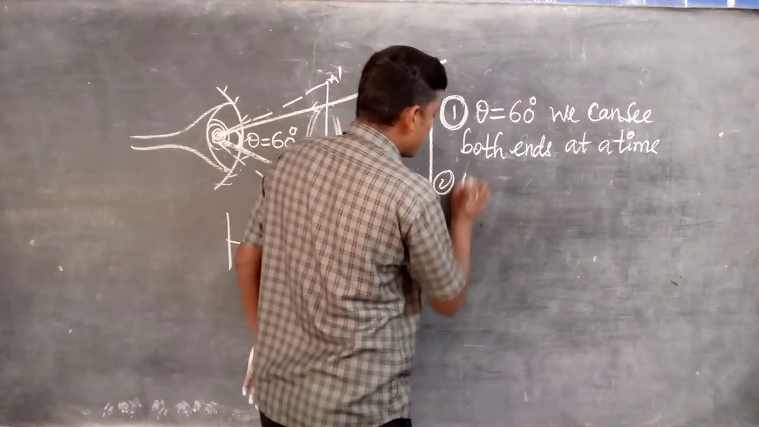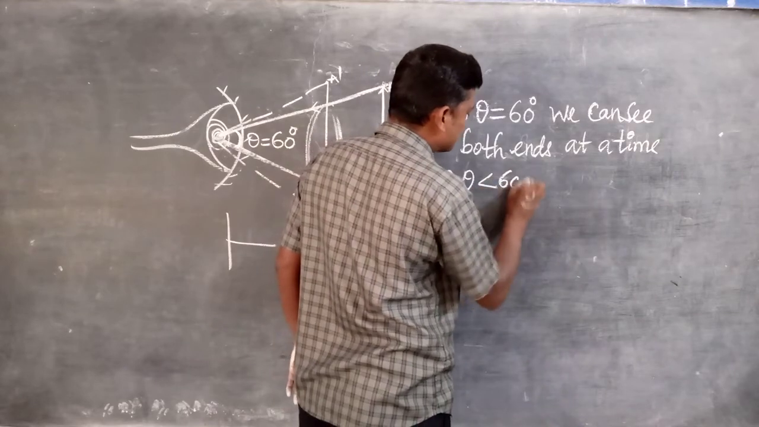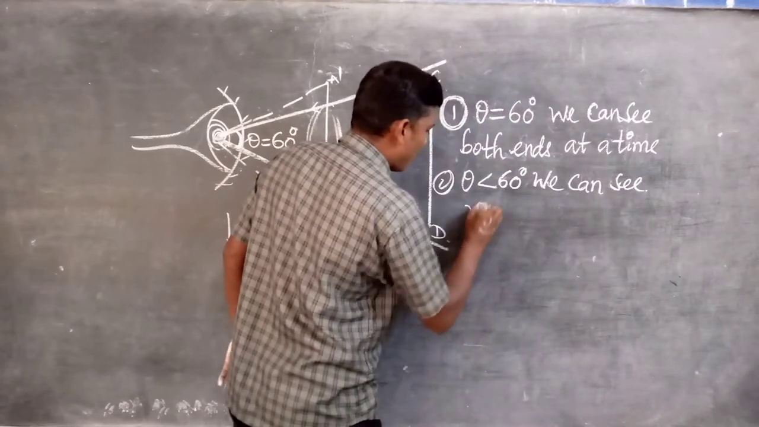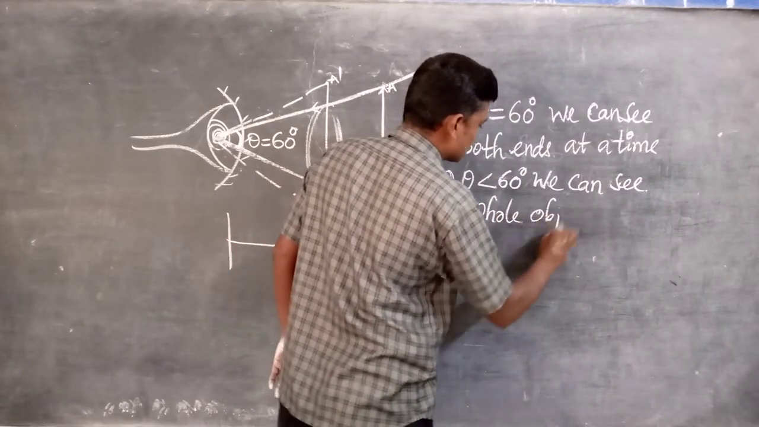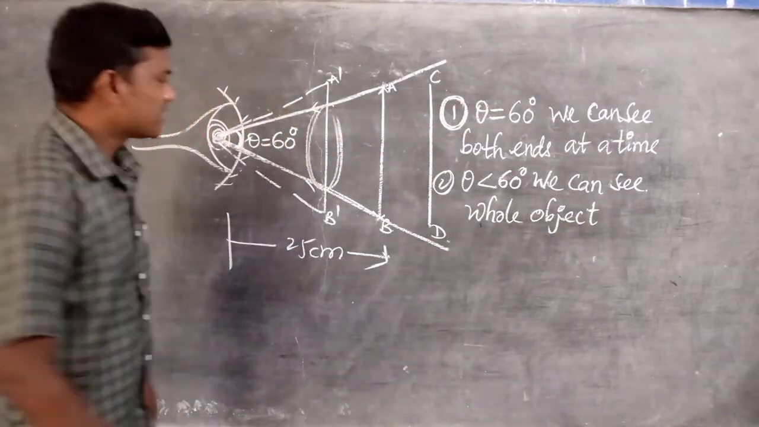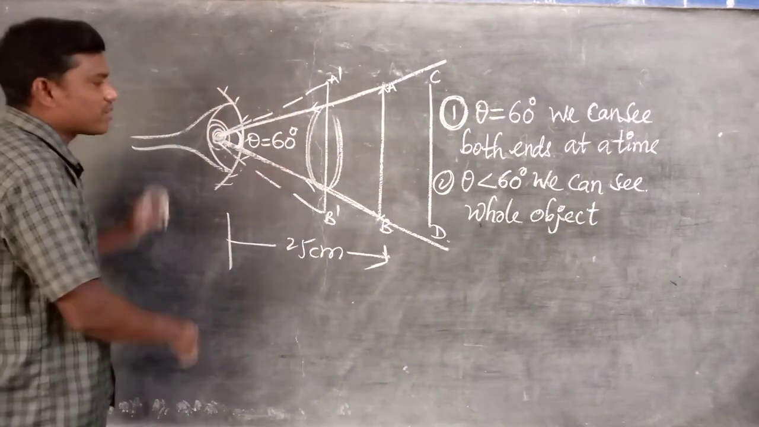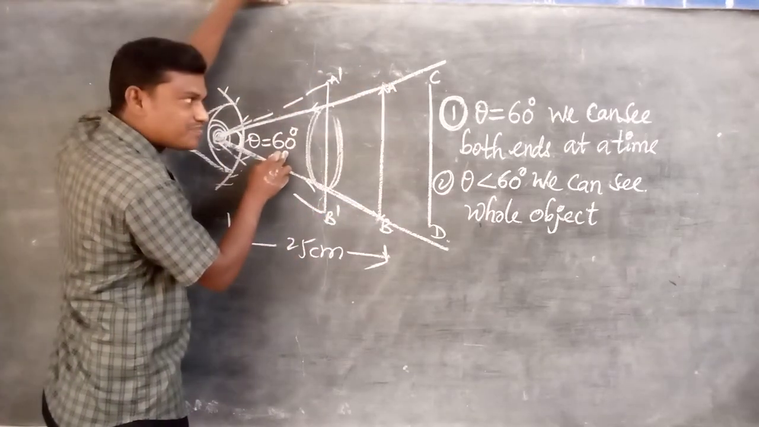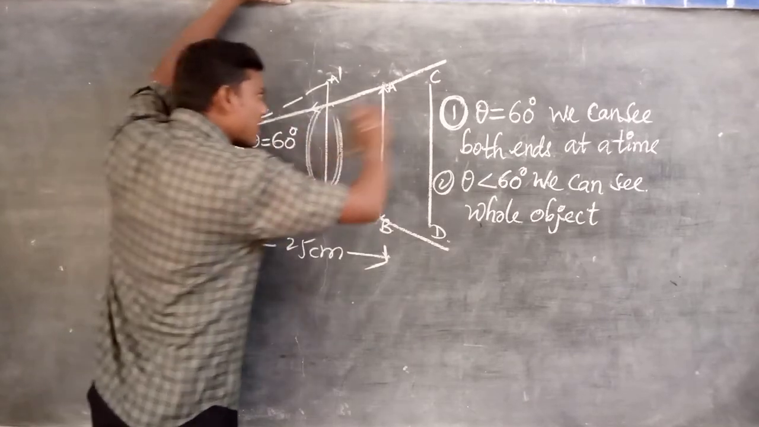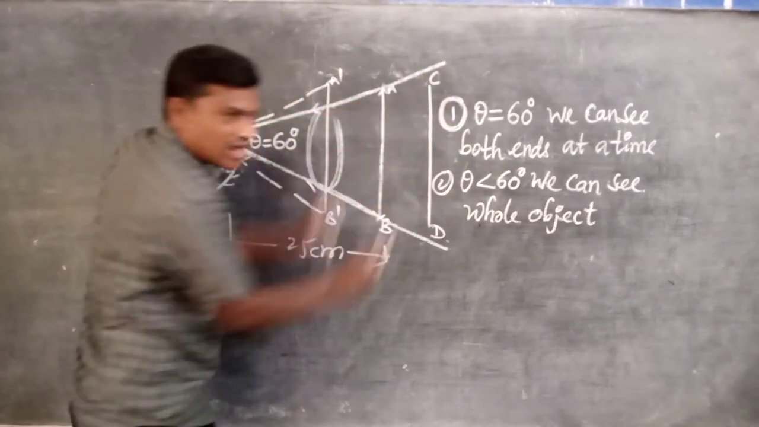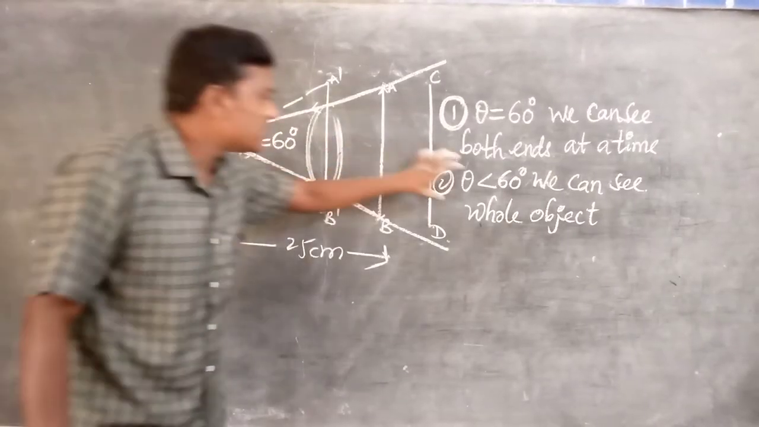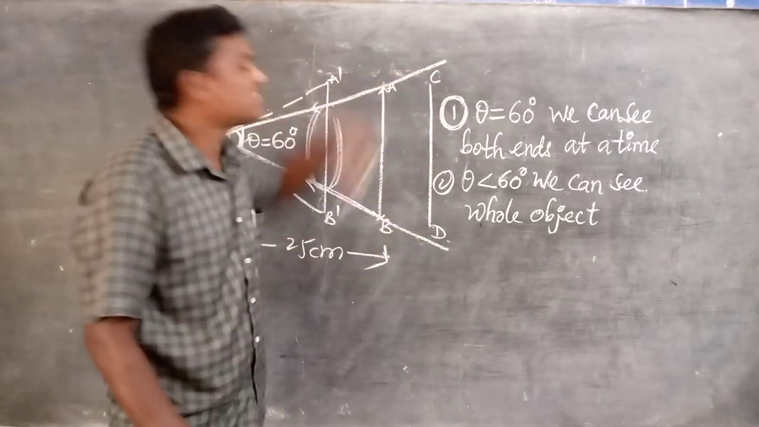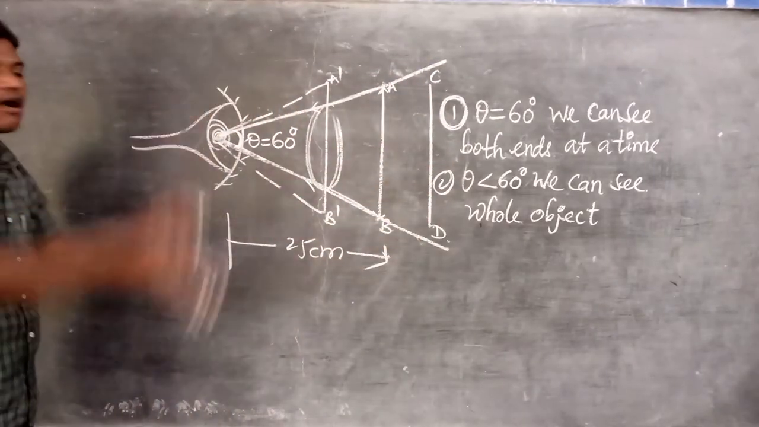Second one, if theta is less than 60 degrees, we can see the whole object, that is, at the CD position. The rays are coming from C and D, so that's why you are observing that. The rays coming from A and B make how much angle? 60. Okay, but at 60 degrees you can draw the line. So CD is below this one or not? So what is the meaning of that? If theta is below 60 or less than 60, at that time we can see the entire object, not only the extreme, the entire object.